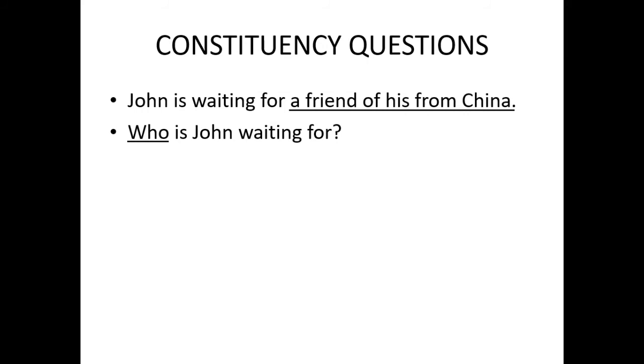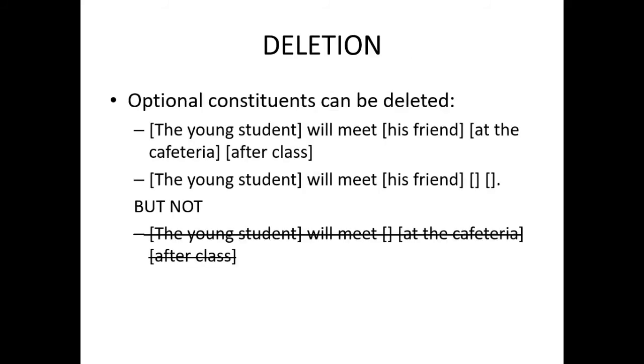And then based on the position relative to the verb, you can say it is either the subject or the object. All other questions, for example, the young student will meet his friend at the cafeteria after lunch. Where will he meet his friend? When will he meet his friend? Why will he meet his friend? How often does he meet his friend? All other question words except who and what are adverbial. So constituency questions are really useful. Based on what question word you use, you can identify adverbials or subject and the object. Who and what for subject, object, everything else, why, when, how often, etc. are adverbials.